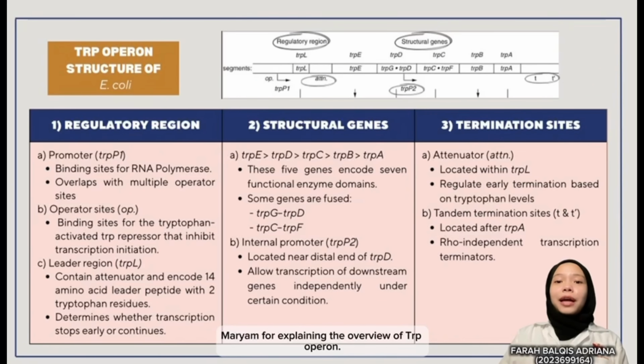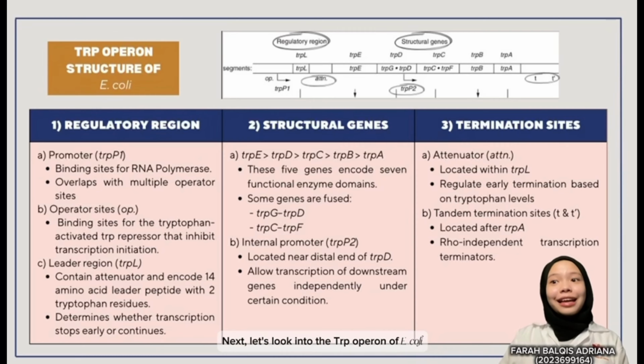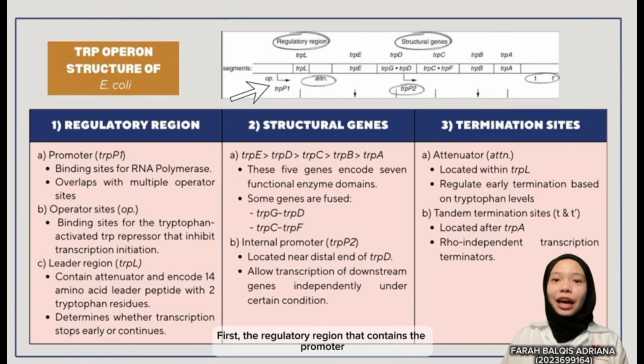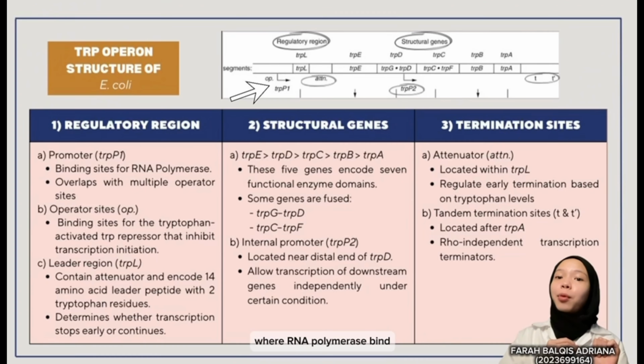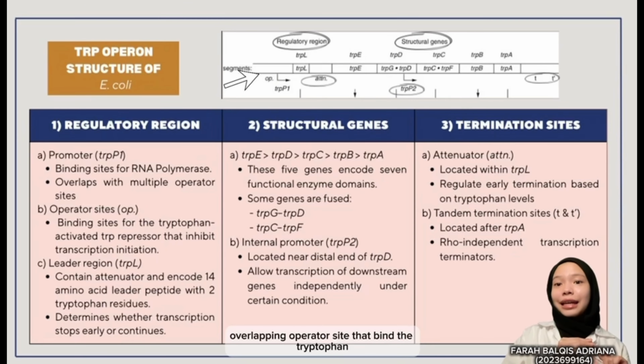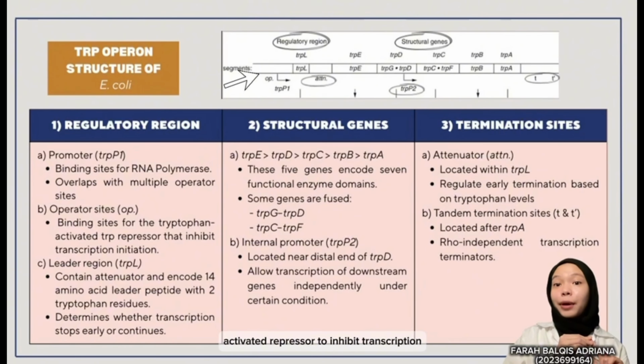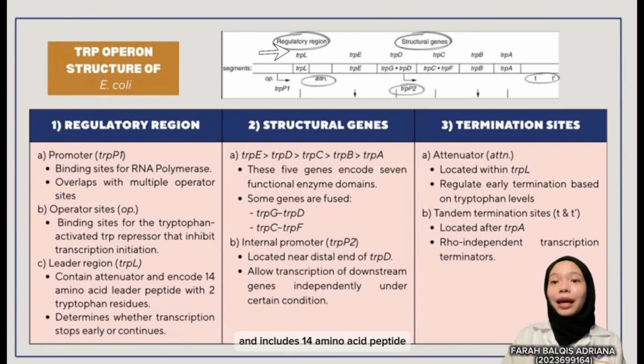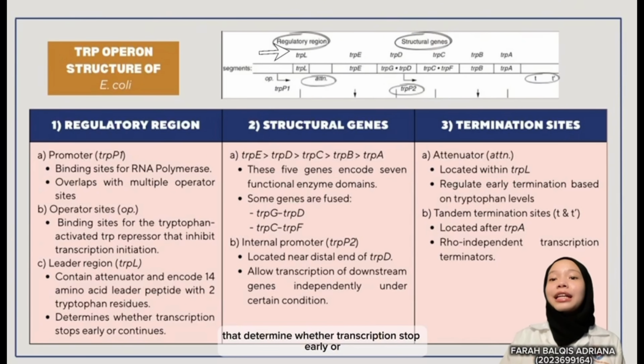Thank you, Maryam, for explaining the overview of TRP operon. Next, let's look into the TRP operon of E. coli that is organized into three main sections. First, the regulatory region that contains the promoter, where RNA polymerase binds, the overlapping operator site that binds the tryptophan-activated repressor to inhibit transcription, and the leader region, which includes the attenuator and encodes a 40 amino acid peptide with 2 tryptophan residues that determine whether transcription stops early or continues.